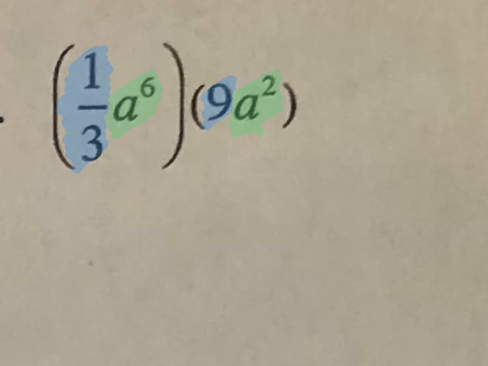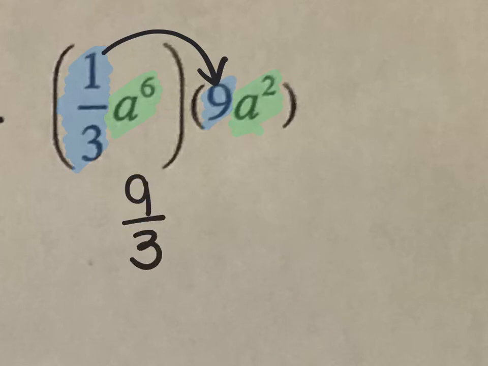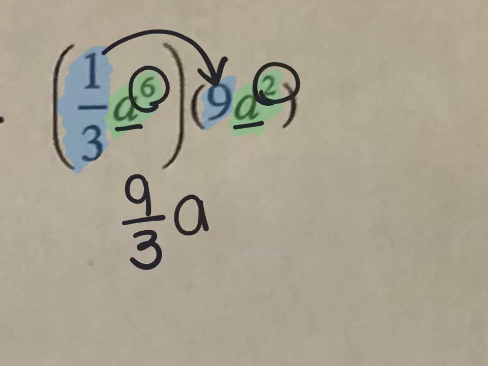So first I'm going to multiply my coefficients. So 1/3 times 9 gives me 9 over 3. And then I have a base of a. I have to multiply, or add, my exponents. So I get 9/3 a to the 8th. I can simplify 9/3 to 3 over 1, a to the 8th, and then just 3a to the 8th.